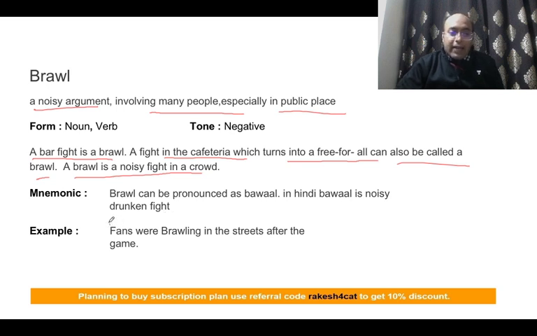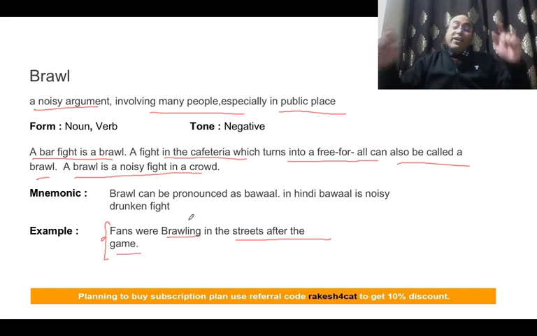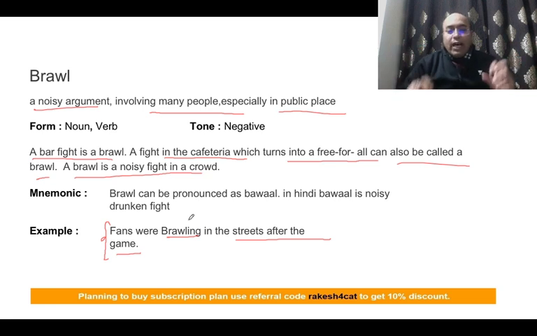So we can say that fans were brawling in the streets after the game, right? So after the game got over, the fans were brawling. So there was a noisy fight, a noisy argument. We are constantly looking at the word fight, right? So bicker, brawl, altercation, the same words.